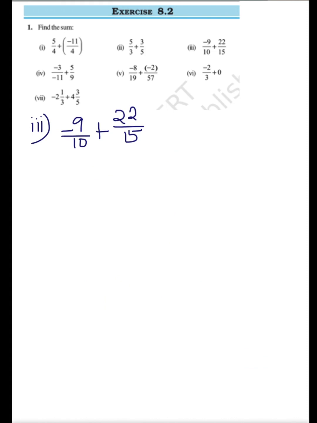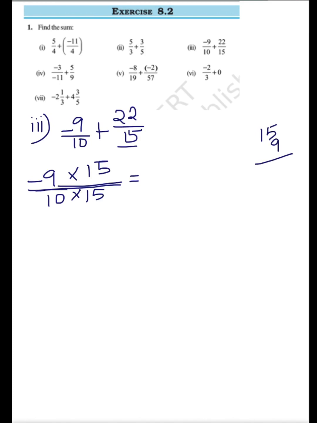Minus 9 by 10 plus 22 by 15. So here also you can see denominators are different, so you have to make their denominators equal. For that, let's take the first number, minus 9 by 10, and multiply it with denominator of the second, which is 15. Okay, so 15. Now what is minus 9 into 15? Let's multiply 15 into 9. 45, carry 4, 13. Okay, so 135. So since here it's minus sign, so minus 135 will be the numerator.